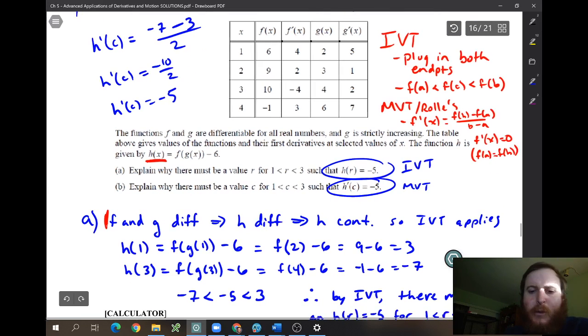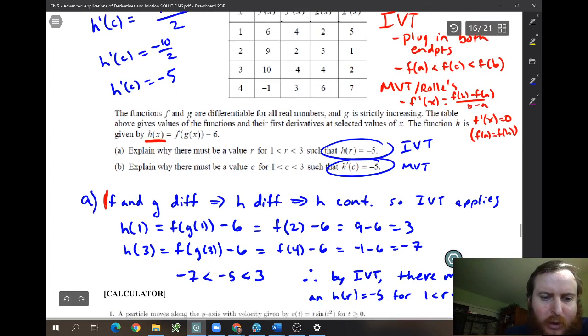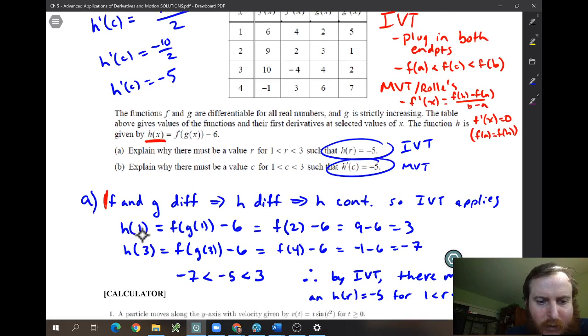Okay, so anyways, for IVT, we're just going to plug in our endpoints. So h of 1 is f of g of 1 minus 6. And so f of g of 1 is 2. So f of 2 is 9. So 9 minus 6 gives us 3. We'll do the same thing for h of 3. f of g of 3 is 4, right, g of 3 here is 4. And so then f of 4 is negative 1. Negative 1 minus 6 gives us negative 7.